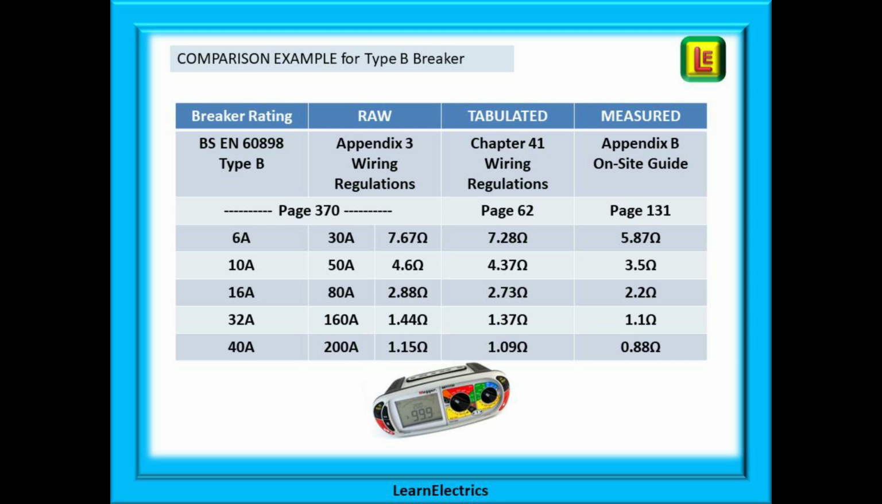Then we show ZS, the data that you will find on page 62 of the wiring regulations book after Cmin of 0.95 has been applied. You'll see the numbers are smaller. And the last column shows ZSM, the maximum measured values to use on site found in Appendix B of the on-site guide, and the numbers are smaller still.